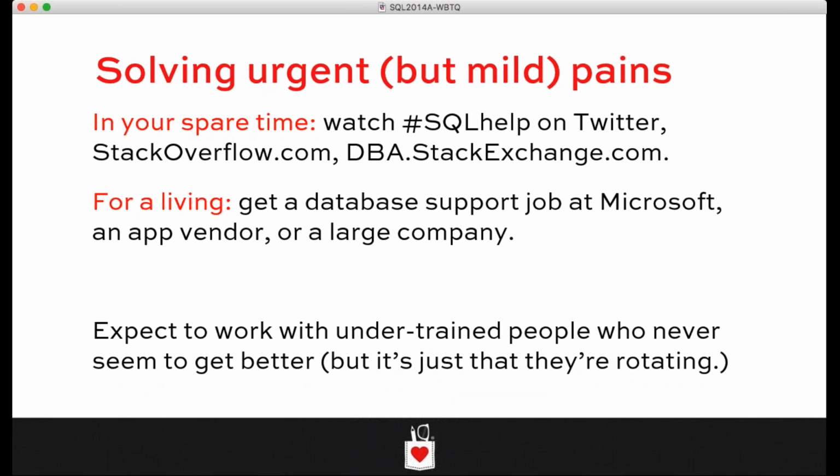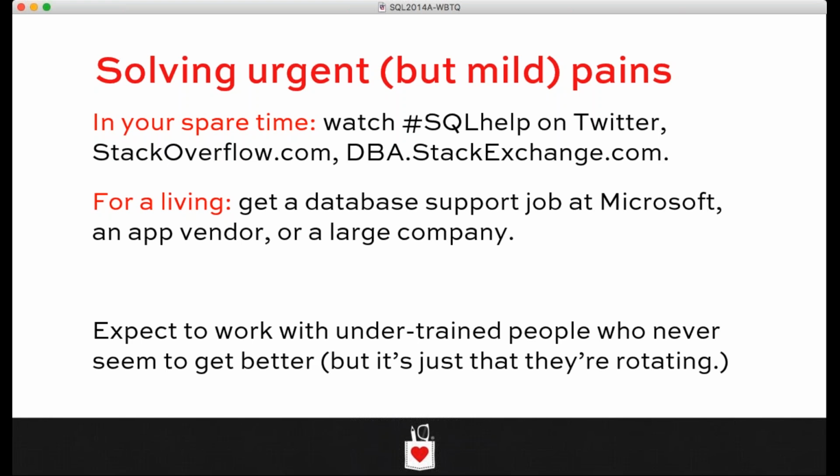In here, what you do is watch for Q&A sites, places where urgent questions and answers take place. SQL help on Twitter. If you're a Twitter user, follow that hashtag and you'll see all kinds of interesting urgent problems. Or Stack Exchange is my personal favorite. There are other forums, MSDN's forums, SQLteam.com's forums. I just happen to like these the best.